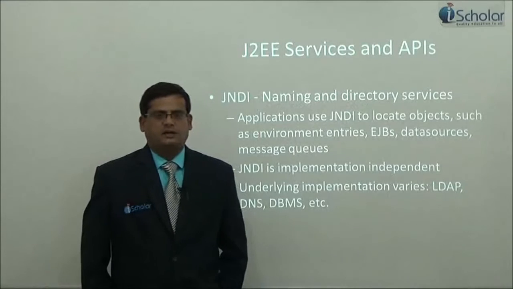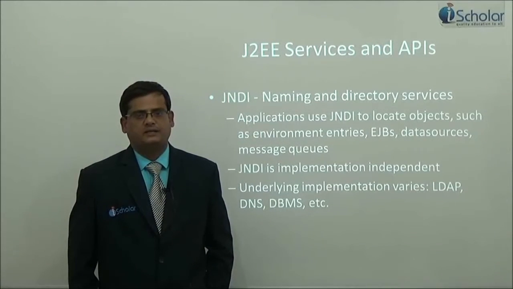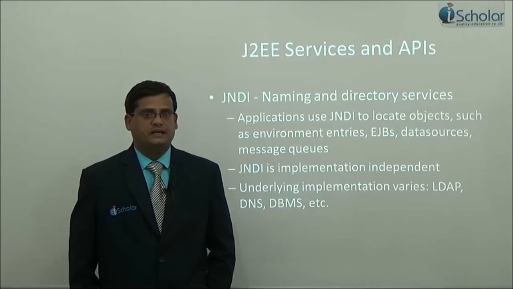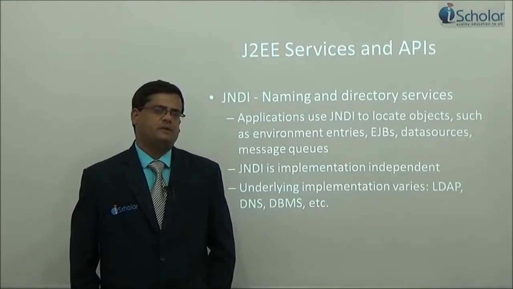Another application under the J2EE flag is JNDI, the Java Naming and Directory Interface. Applications use JNDI to locate objects such as environment entities, EJBs, data sources and message queues. JNDI is implementation independent. The underlying implementation varies: LDAP, DNS, DBMS, etc.